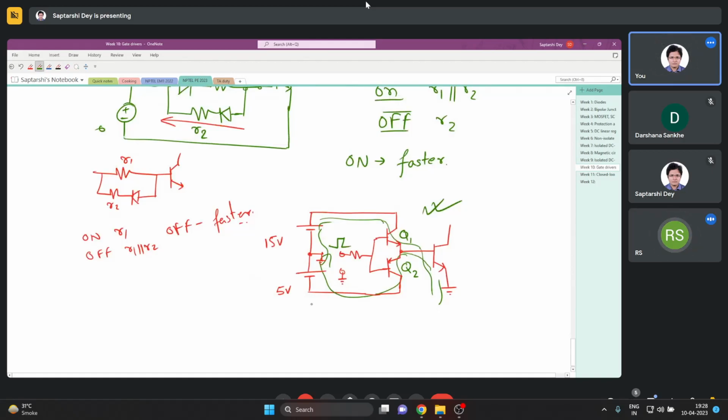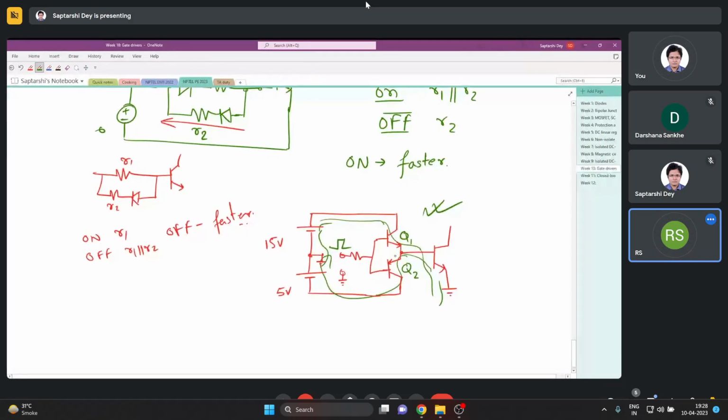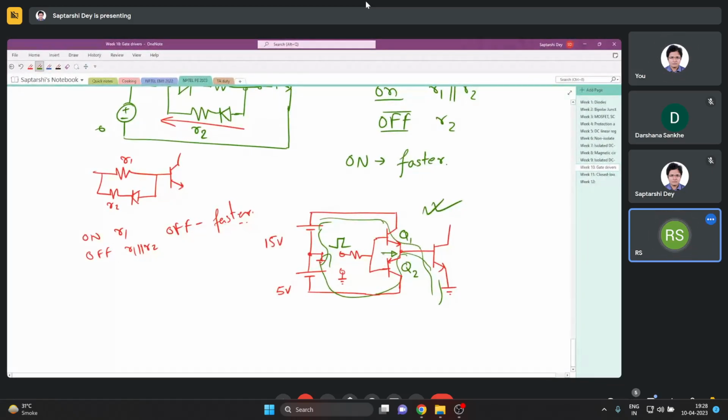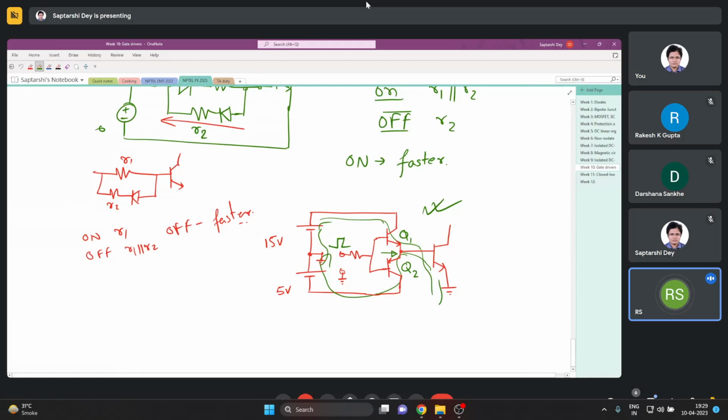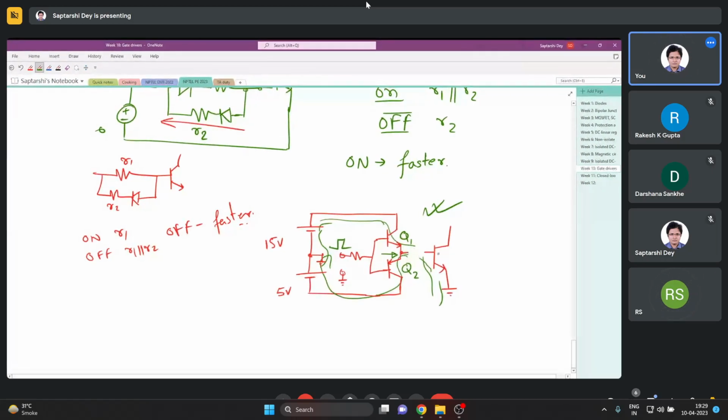Suppose I want Q1 to be on. Then there is a midpoint between the emitter of Q1 and the emitter of Q2. From that point to the terminal where the two bases are connected, with respect to this center point, the voltage should be greater than 0.7 for Q1 to conduct. How is that realized? Similarly, if I want Q2 to be on, this has to be lesser than minus 0.7. So how does that potential come here? I think I missed there's a resistance.